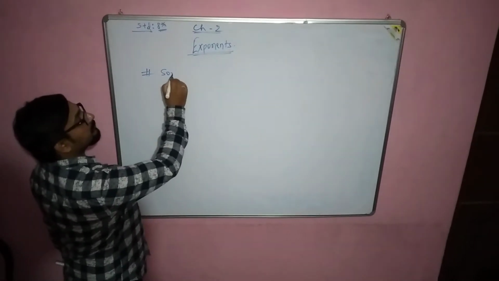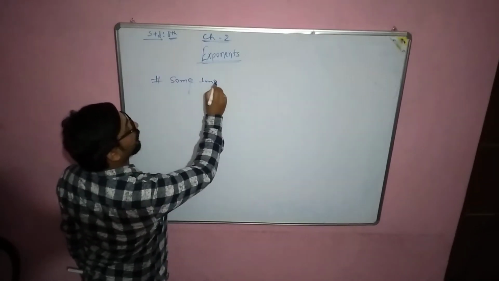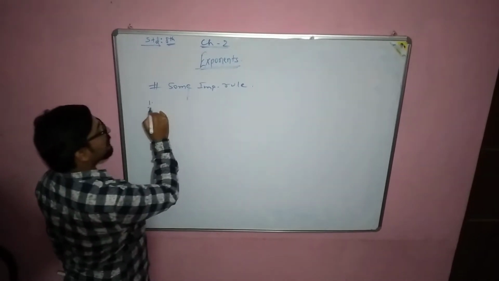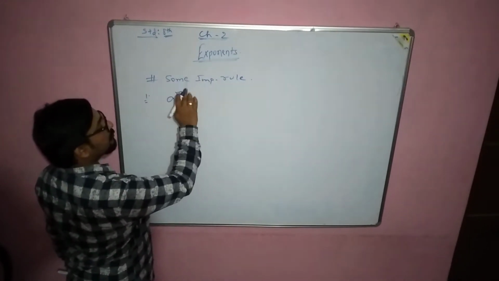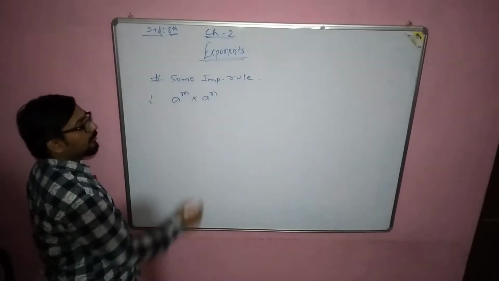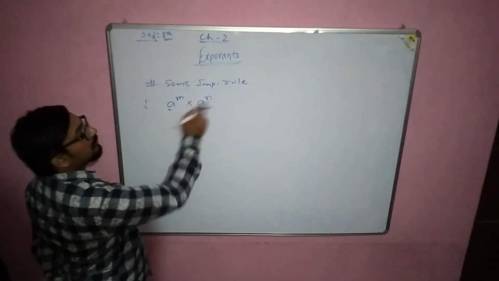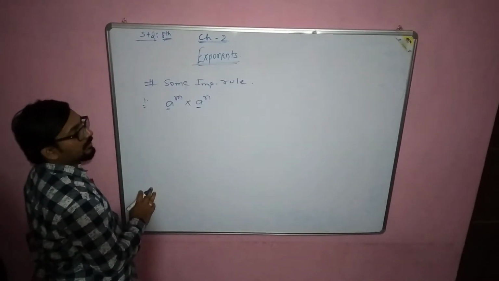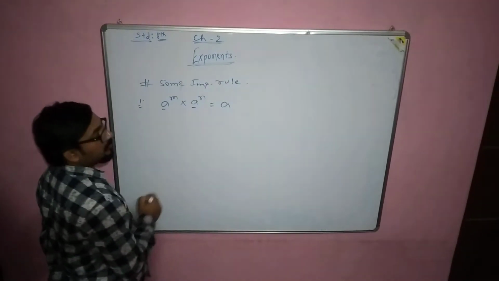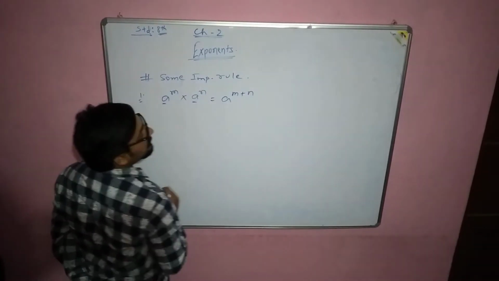Hashtag some important rules. Your first rule is a raised to the power m into a raised to the power n. Here you see the bases are the same and the powers are different. In this case, the base stays the same and the powers will be added: a raised to the power m plus n.